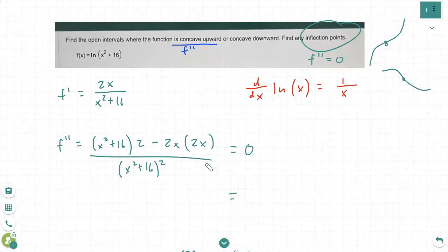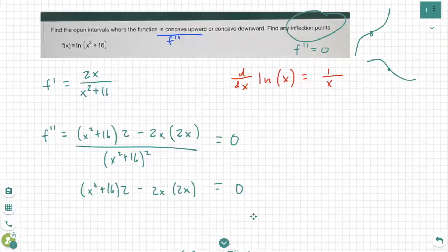Then it's the x squared plus 16 times 2 minus 2x times 2x equals the x squared plus 16 squared times 0. Well, what happens if you multiply that to 0? Oh, it's just 0. Yeah, that should make sense, right? Because remember, with fractions, 0 over anything is just equal to 0. So the denominator is not relevant in this equation. Okay, so then what's next? Simplify the ones here, like times it out. Okay, what do you get? 2x squared plus 32.